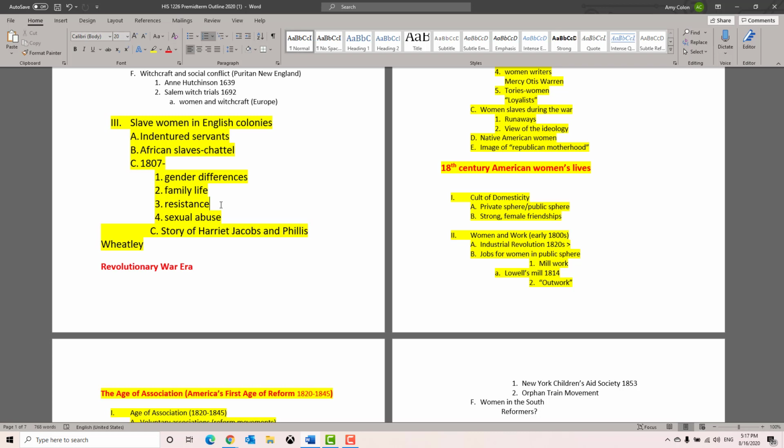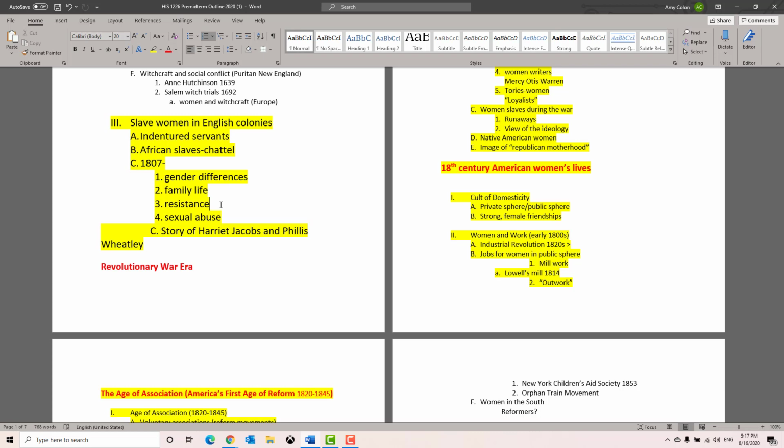Women slaves were more confined to the plantation because of children. Women could fake illness more than men. Women had less opportunity to run away than men because they were either pregnant or dealing with childcare.